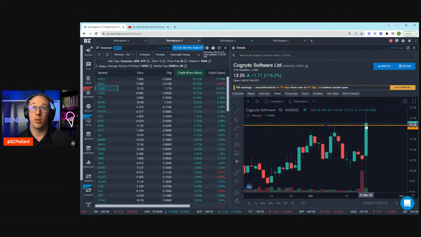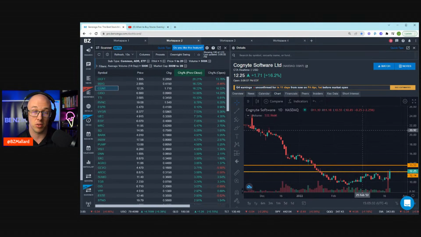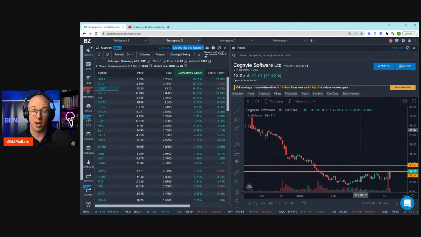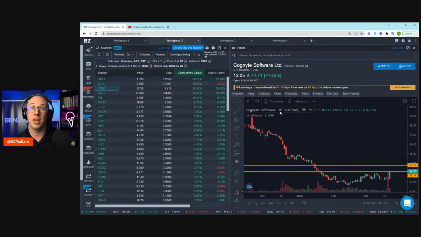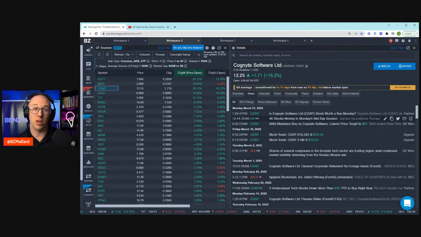Now, the next step there is that you're looking for a fundamental catalyst. This is where Benzinga Pro's news feed really shines, because you can find charts in lots of places. Day charts are everywhere. But finding out why the stock is moving and making sure that there's a fundamental catalyst that will keep that momentum going overnight is key. So I clicked over to the news tab here within the details tool.